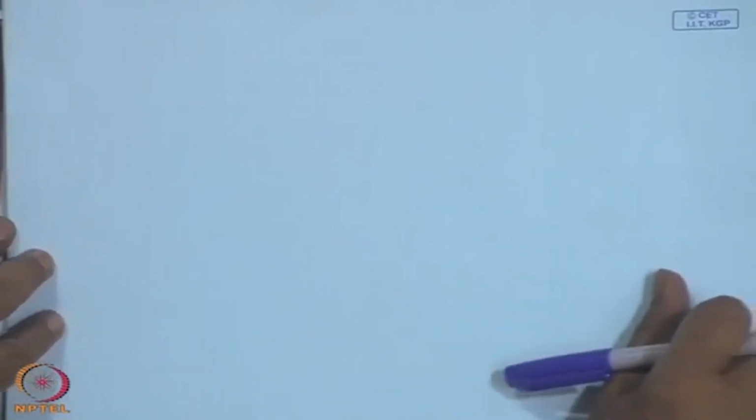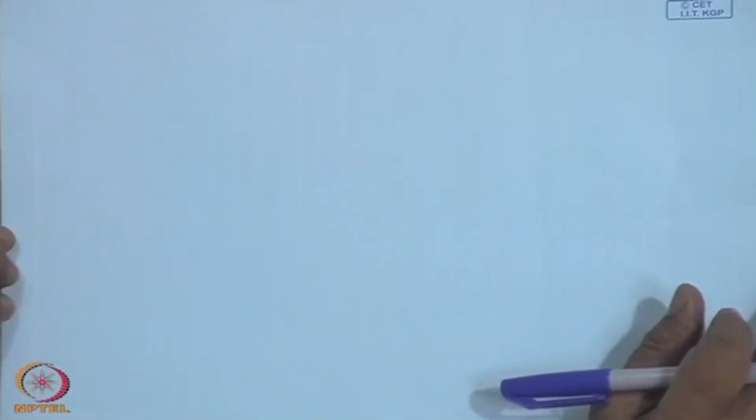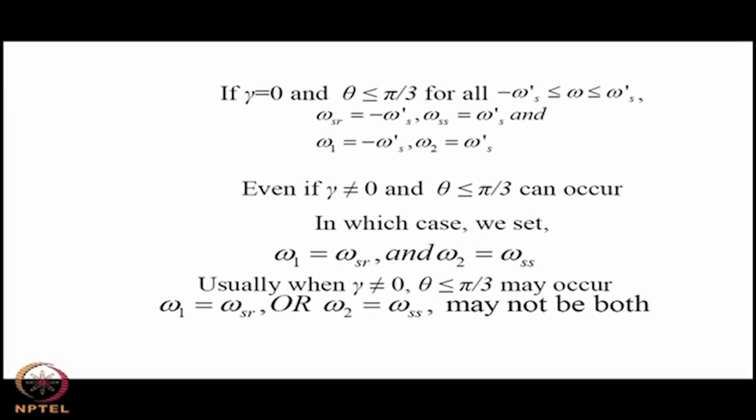And even if gamma is not equal to 0, theta less than pi by 3 can occur. For example, if it is true for a south facing surface with some positive delta, it will also be true if a small gamma is used. So, in general you cannot rule out the possibility that, if gamma is not equal to 0, theta can be less than pi by 3. So, again we will set omega 1 equal to omega SR.